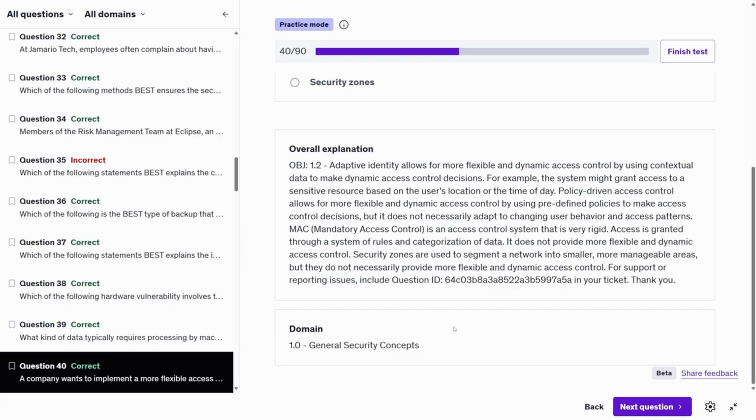MAC, or Mandatory Access Control, is an access control system that is very rigid. Access is granted through a system of rules and categorization of data. It does not provide more flexible and dynamic access control. Security zones are used to segment a network into smaller, more manageable areas, but they do not necessarily provide more flexible and dynamic access control.